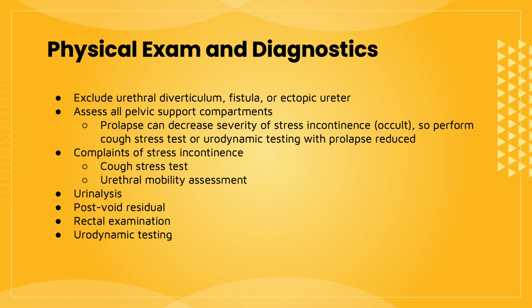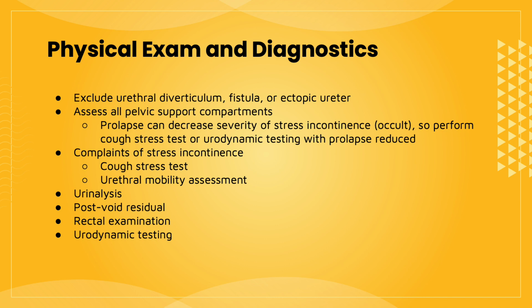In those with prolapse, the prolapse can kink the urethra, so supporting and reducing the prolapse can actually reveal or worsen stress incontinence symptoms. In those complaining of stress incontinence, a cough stress test is the next best step. This can be performed in the supine position while asking the patient to cough. If no urine leakage is observed, the test should be repeated with the patient standing and with a full bladder. Assessment of urethral mobility should also be performed when evaluating for stress incontinence.